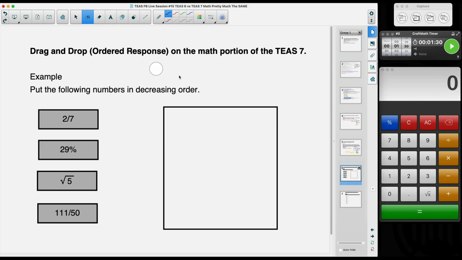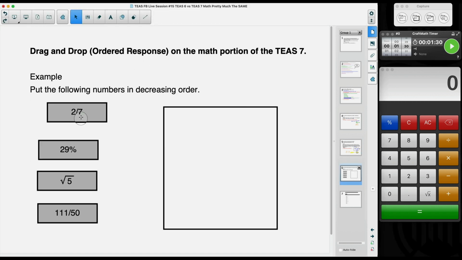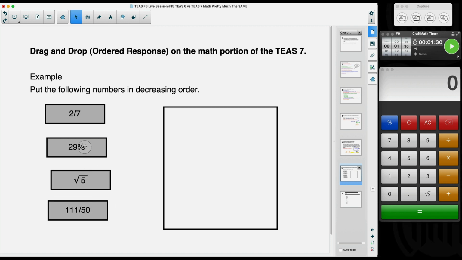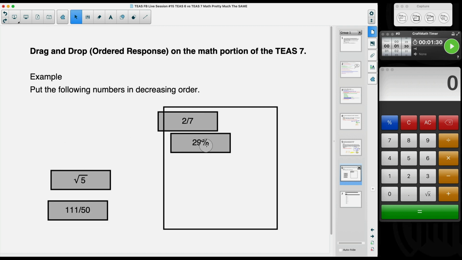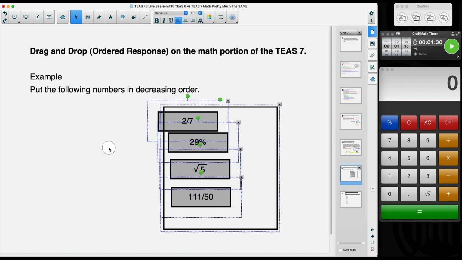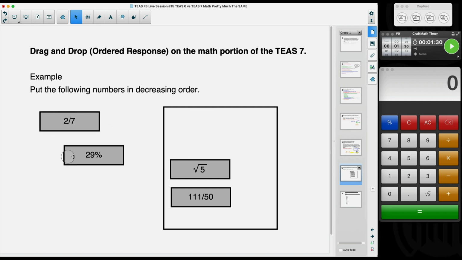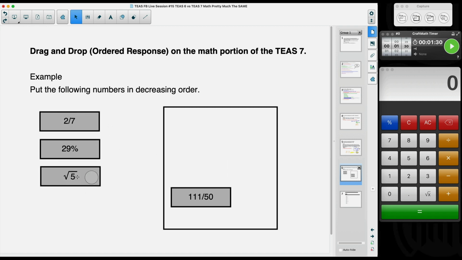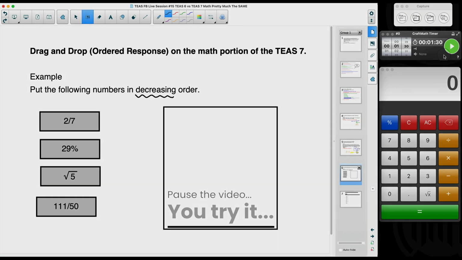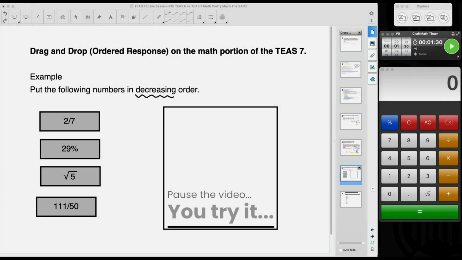Here is the next thing, and what's going to happen on the math portion of the TEAS is you're going to have these things that you can slide around, and you want to put them in a certain order, and it's going to kind of snap into place. It's not going to be as tacky as what mine looks like right here, but nonetheless, you want to put these things in order starting from the top down and put them in decreasing order. 1 minute and 30 seconds. Try it out.